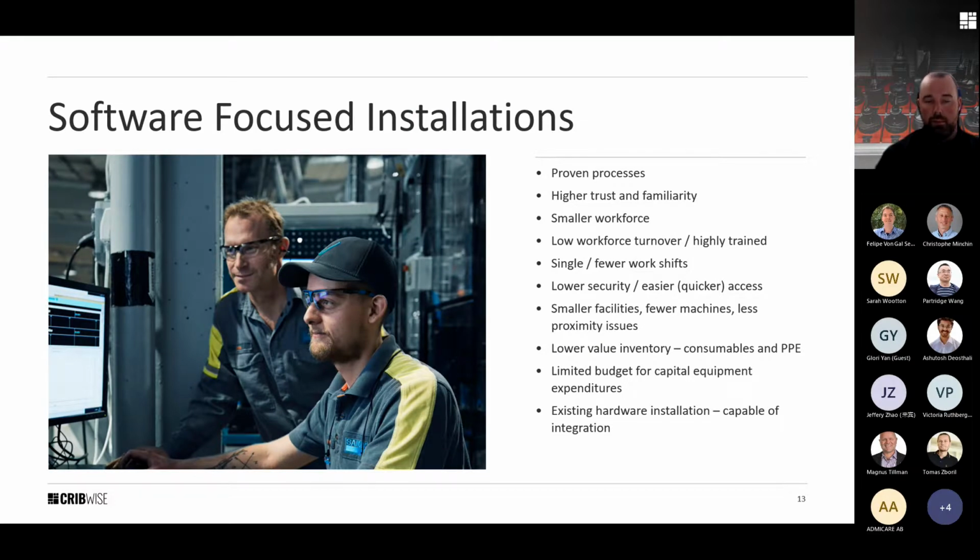From CRIBWISE, we have a few different capabilities in this area. CRIBWISE can be used as software with no hardware connection. This is mostly common for companies with high trust and proven processes. It will of course help if the company is smaller, with a limited number of shifts, few workers, and smaller facilities. And of course, no rule without exceptions. CRIBWISE's largest single account, a major company in a larger area, is just using the software.